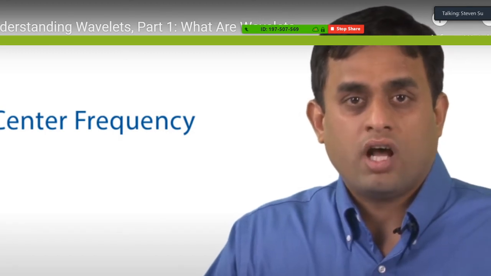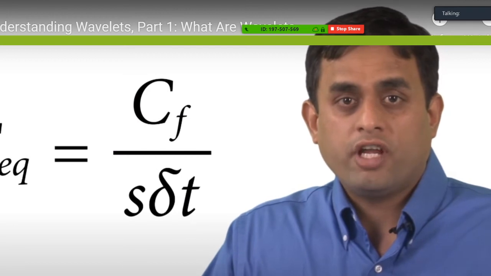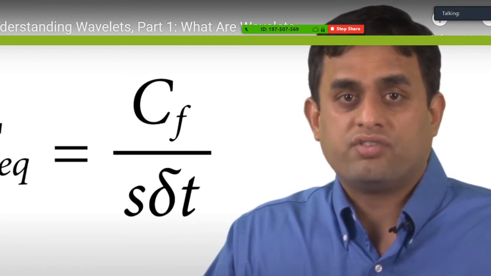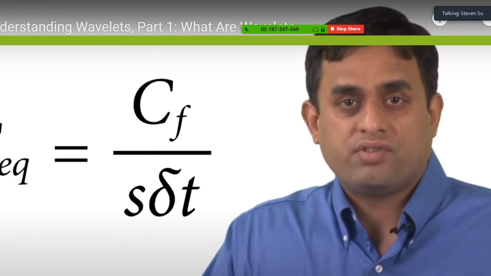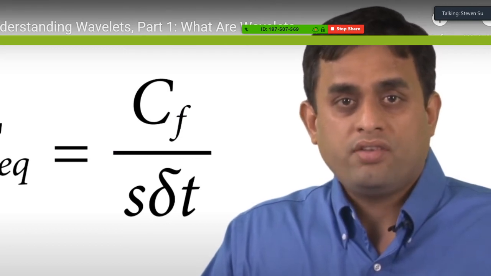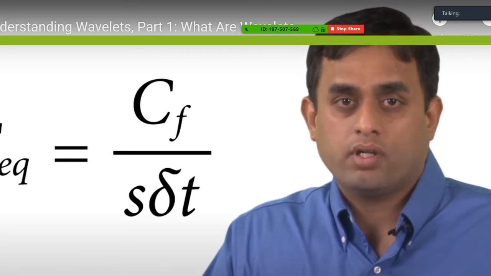This is because, unlike the sine wave, the wavelet has a band pass characteristic in the frequency domain. Mathematically, the equivalent frequency is defined using this equation, where Cf is the center frequency of the wavelet, S is the wavelet scale, and delta t is the sampling interval.